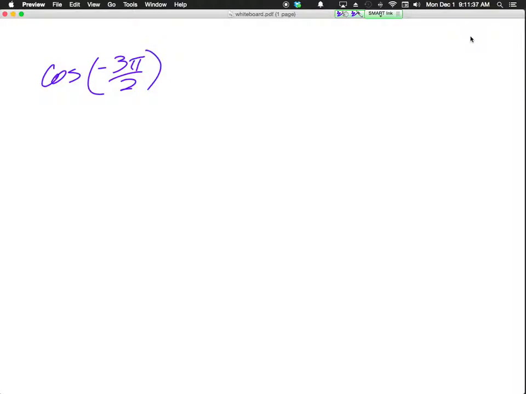Let's do cosine of 3 pi over 2. I need to know where negative 3 pi over 2 is. 90 degrees. Because if I do negative, it's going to end up there. So this is the terminal side I'm interested in.